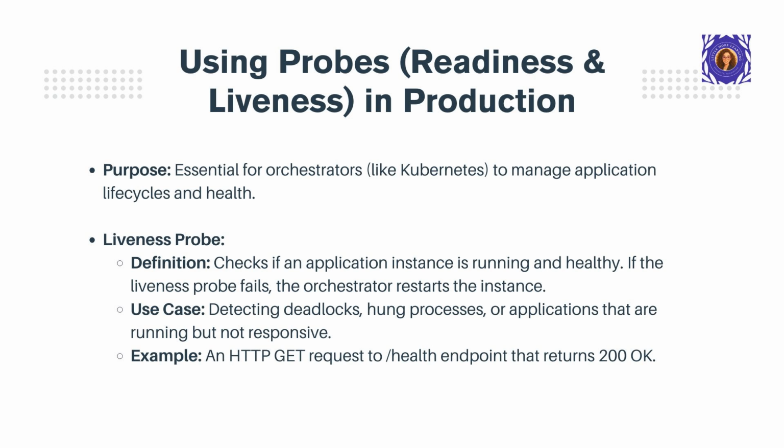A liveness probe answers the question, is this application instance still alive? It's checking for scenarios like deadlocks, infinite loops, or processes that have become completely unresponsive. If a liveness probe fails, the orchestrator takes drastic action. It kills the instance and starts a new one. It's like a manager saying, this worker seems to be completely stuck, so I'm going to replace them with a fresh worker.